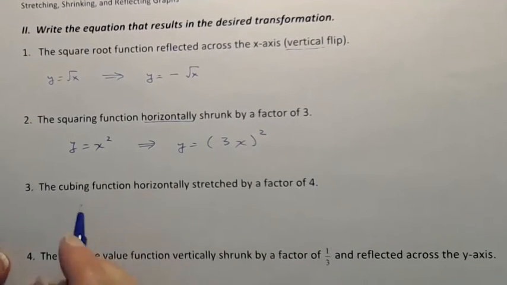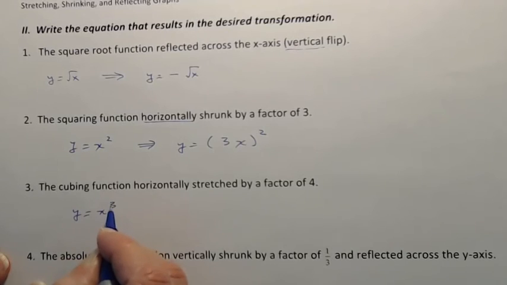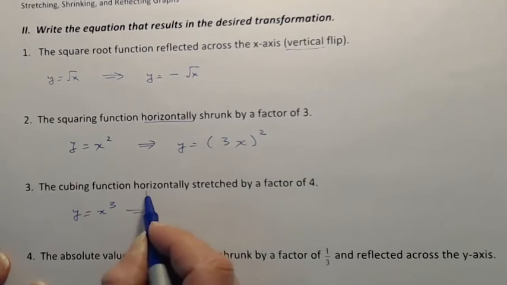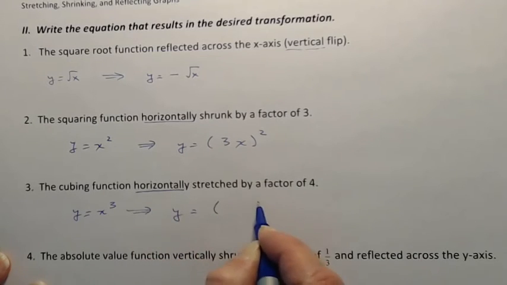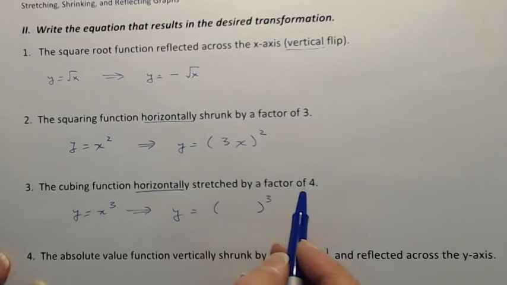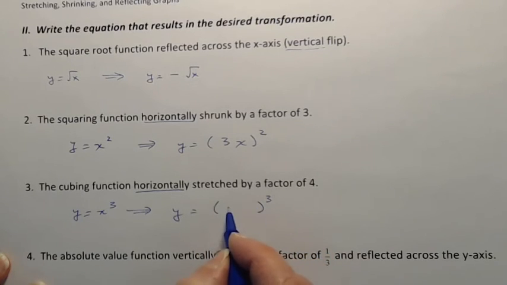The cubing function. So again, we'll have y equal to x cubed. In this case, again, we're doing horizontal. So something happens before we cube it. Okay. If it's stretched by a factor of 4, remember we're slowing it down. So the speed is cut by 1/4.